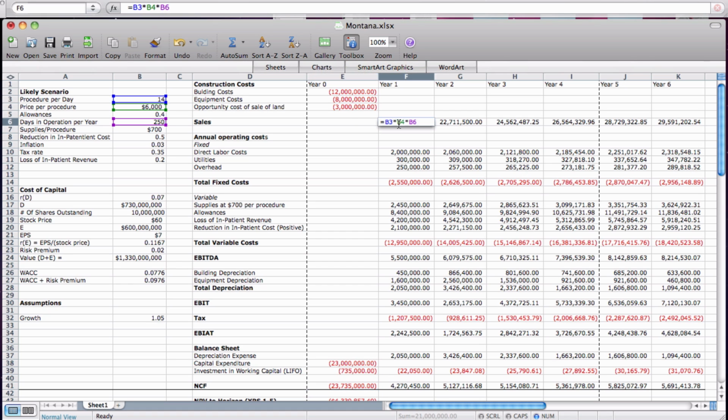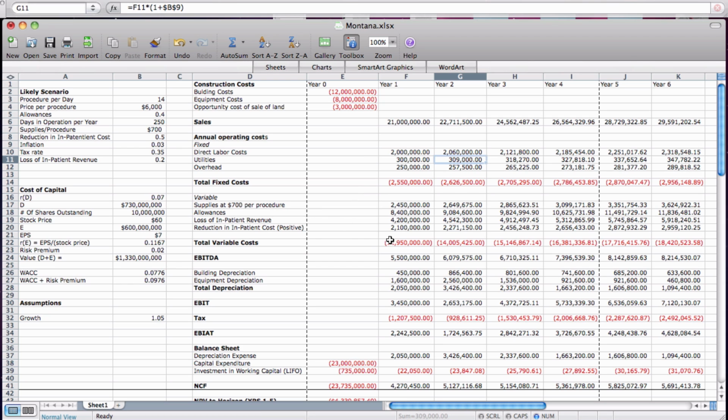Now our sales will simply be number of procedures times price times days in operation. This will be adjusted in year two and on by the inflation rate and the growth rate. These are both assumptions. Our fixed costs, pretty straightforward. I arbitrarily made these fixed costs, and they will be adjusted by inflation.